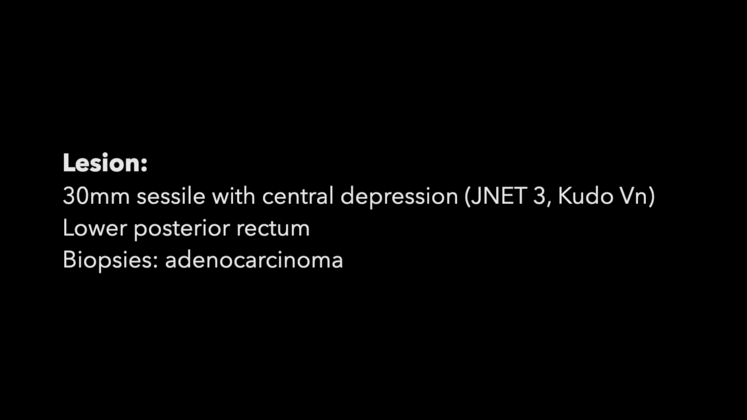Hello again. Today I want to show you a case of an endoscopic intermuscular dissection. The patient was an 84-year-old with ischemic heart disease and a bypass graft done 10 years ago, as well as atrial fibrillation on apixaban. He presented with PR bleeding, and a colonoscopy revealed a 30mm sessile lesion with a central depression and advanced surface features located in the lower posterior rectum.